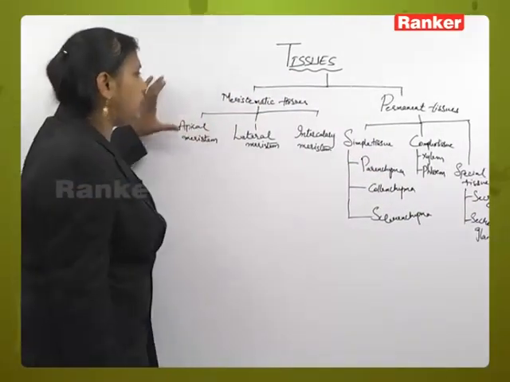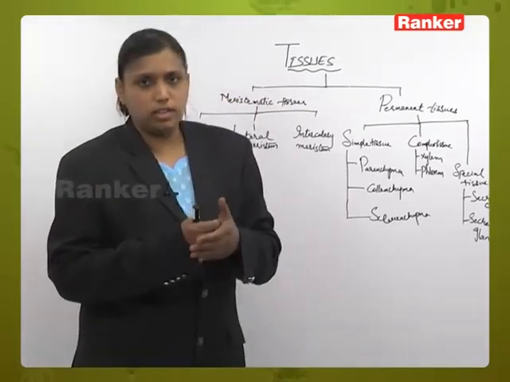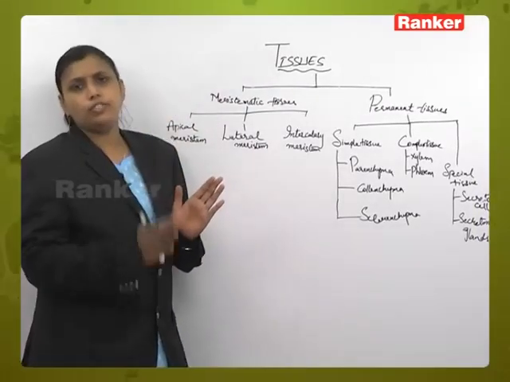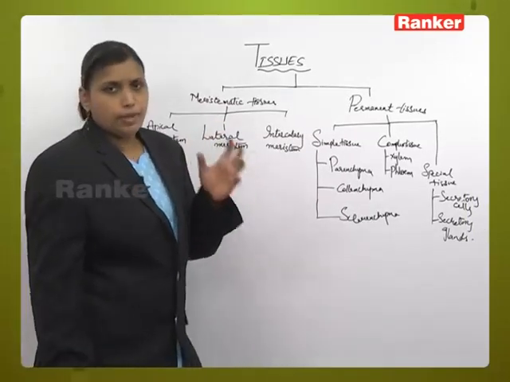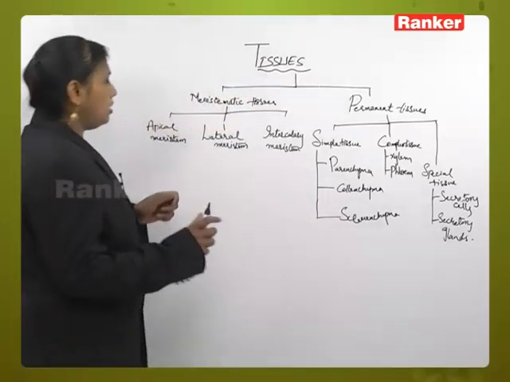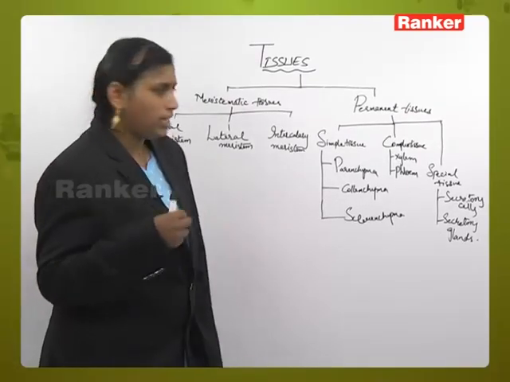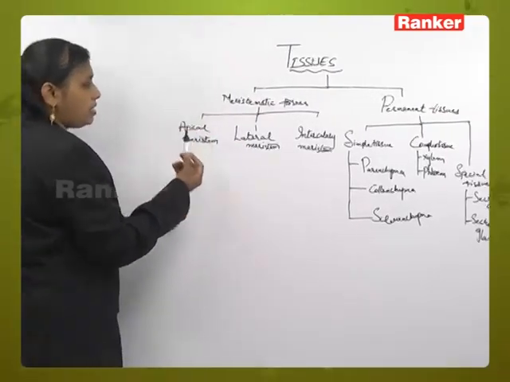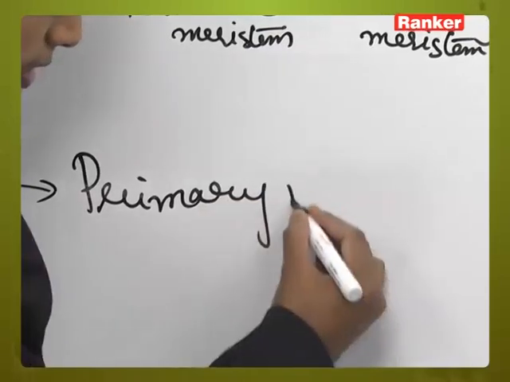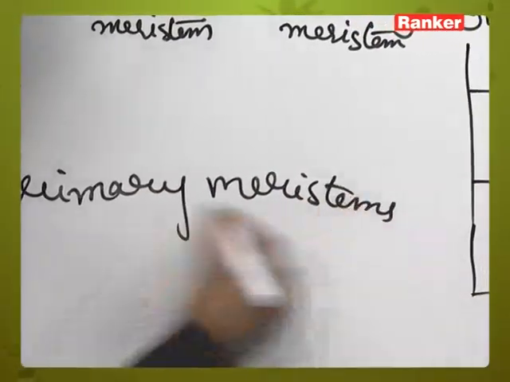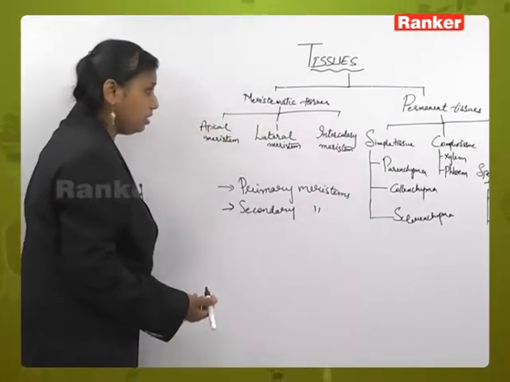Now what are meristematic tissues? As the name indicates, meristematic means the capacity of division. If a tissue has a continuous capacity of division throughout its lifespan, it is called a meristematic tissue. Whatever growth and division occurs in a cell is because of the presence of meristematic tissues. Meristematic tissue is divided into two types: primary meristems and secondary meristems.